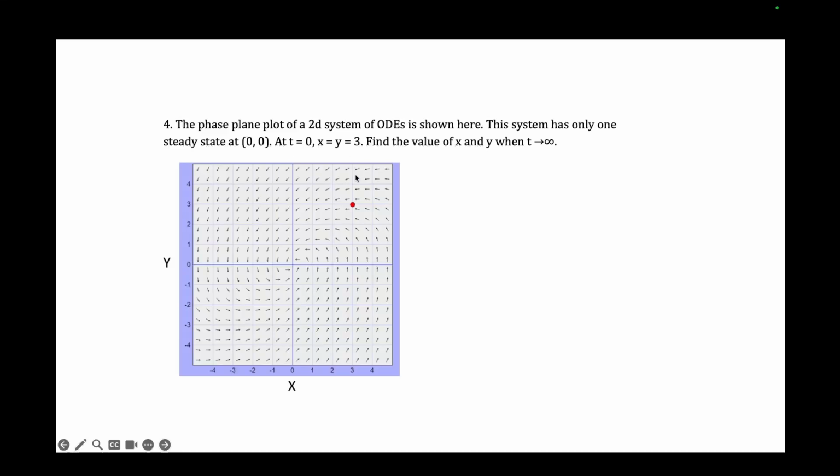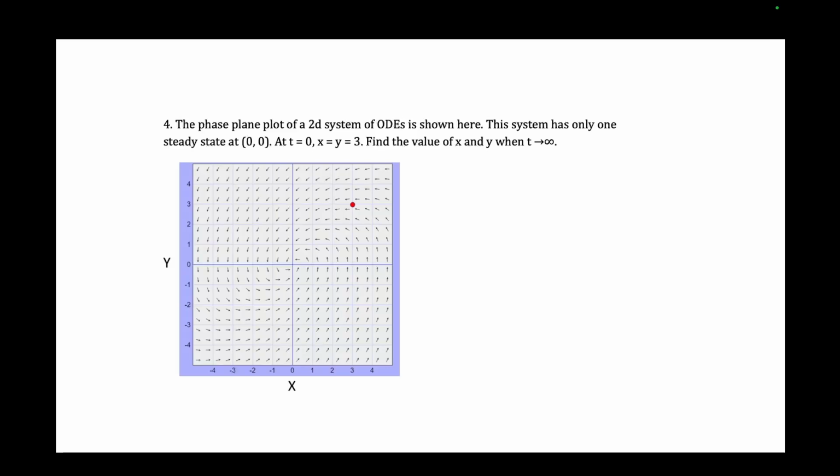Here they are starting at 3, 3. It can even start at like 5, 5. But ultimately, if the steady state is at 0, 0, at t equal to infinity you can expect the system to come to 0, 0. That's the whole concept of steady state. Here the steady state is a very stable one, because if you move away from it, it will pull you back here. So it's a steady state, and it is attractive in nature.